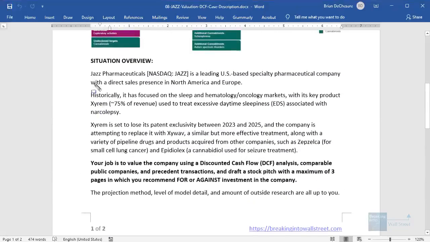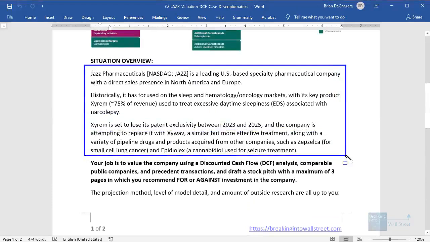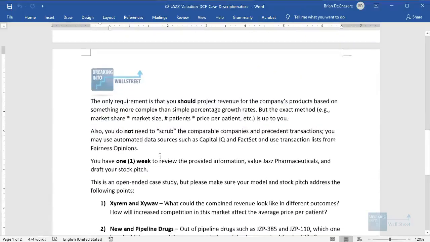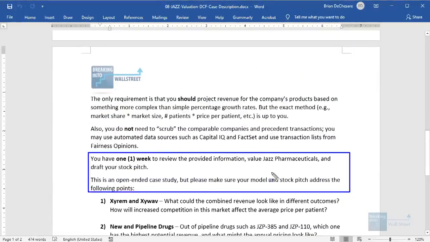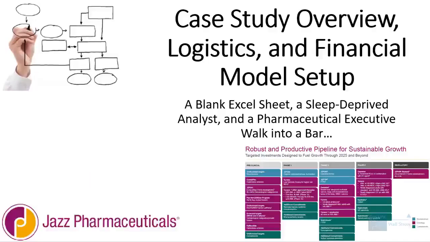The basic idea is that we're looking at this pharmaceutical company that is about to lose as much as 75% of its revenue over the next few years. They're trying to replace it with another similar drug. They're also trying to add new drugs to their pipeline through acquisitions and internal development. And we want to see whether the company is overvalued, undervalued, or valued appropriately based on that. And then at the end, we will also draft a short stock pitch for the company recommending for or against investment in its stock.